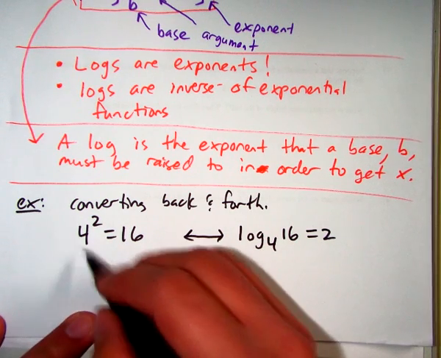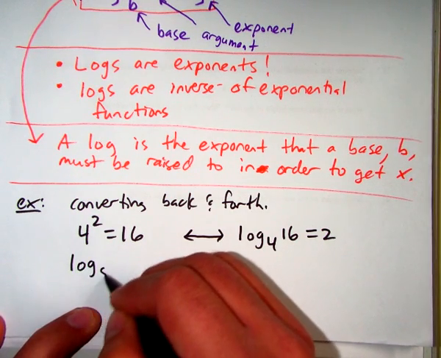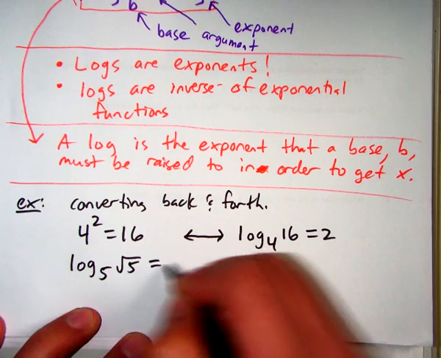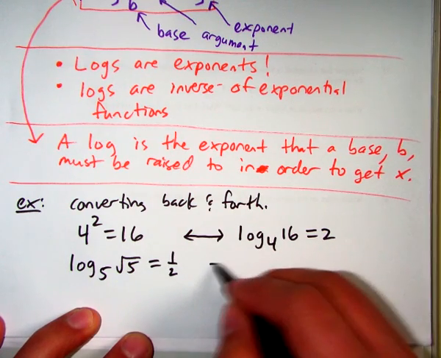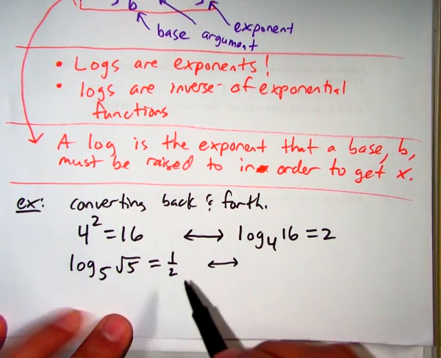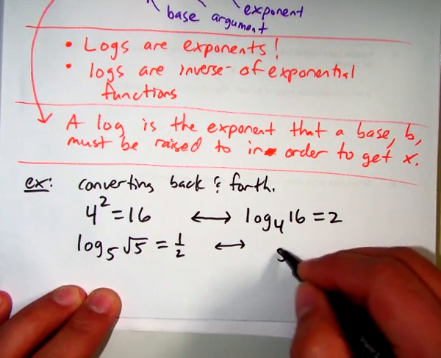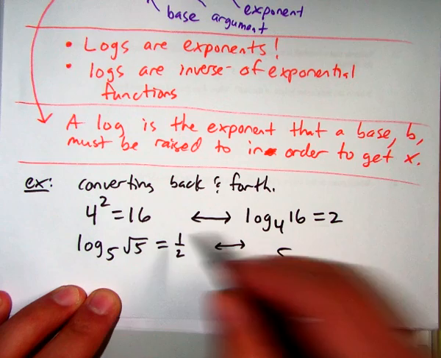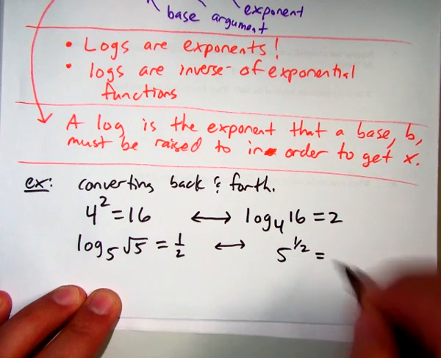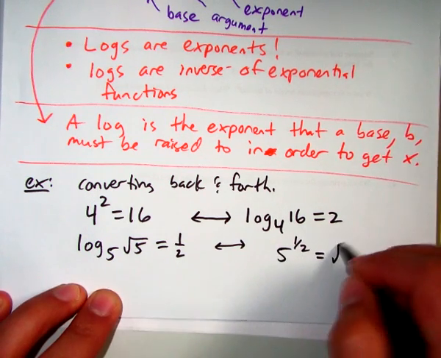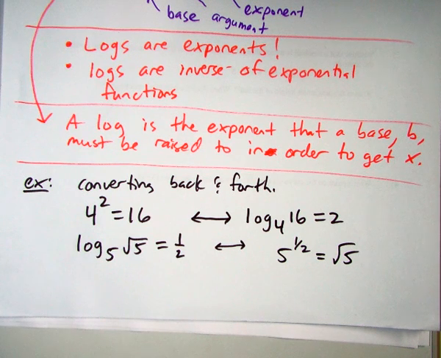Let's do one the other way. Let's say we have log base 5 of the square root of 5 equals 1/2. Again, identify the base. The base is 5. The exponent is what the log equals, so that's to the 1/2. 5 to the 1/2 is going to be the same as the square root of 5. Okay, so converting back and forth is pretty easy.